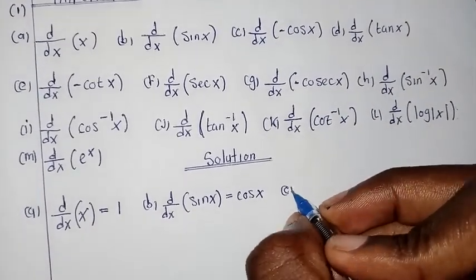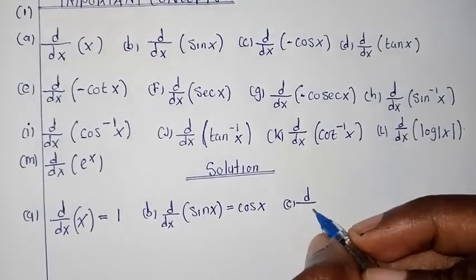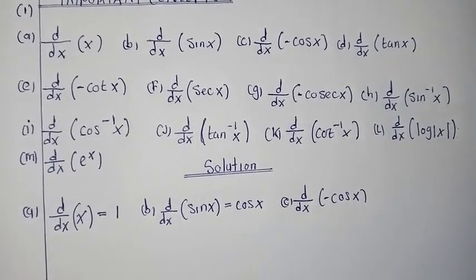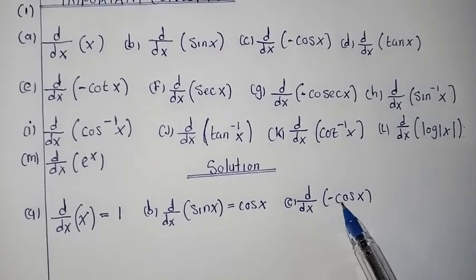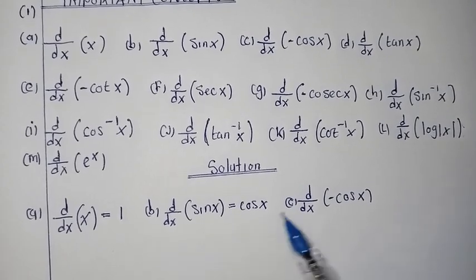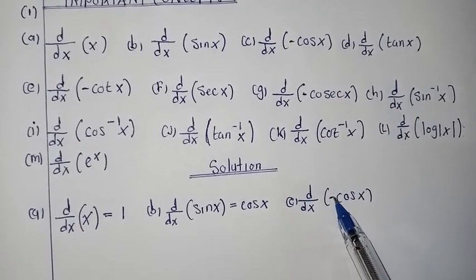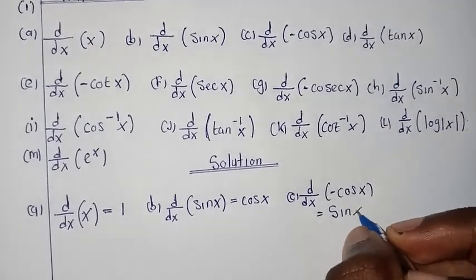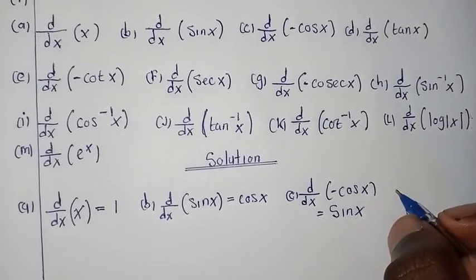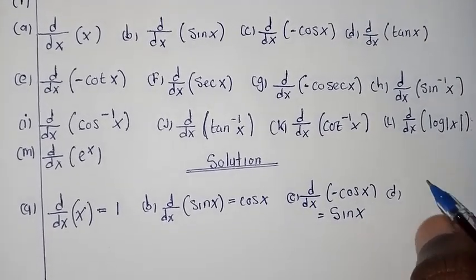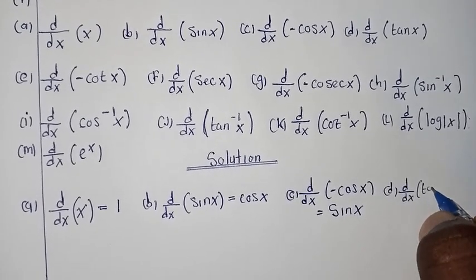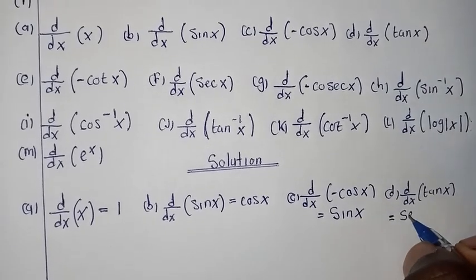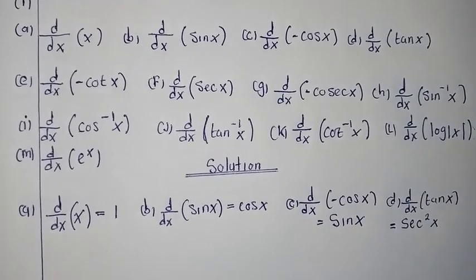We go to C. So for C, they're saying we find d over dx of negative cosine x. So for this one, d over dx of negative cosine x is just the same as this, except that it's going to be a positive sign because there's a negative here, so it's going to be positive sine x. Like this. We get to d. So d, they are saying that we find d over dx of tan x. So d over dx of tan x is just secant squared x. That's just the answer.